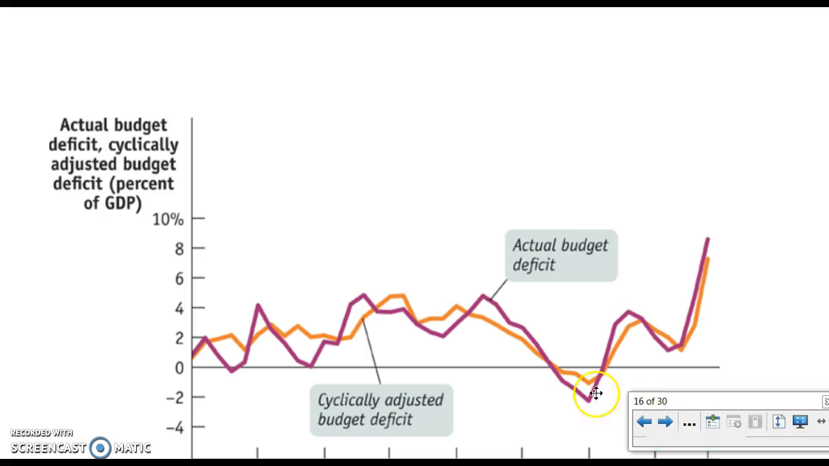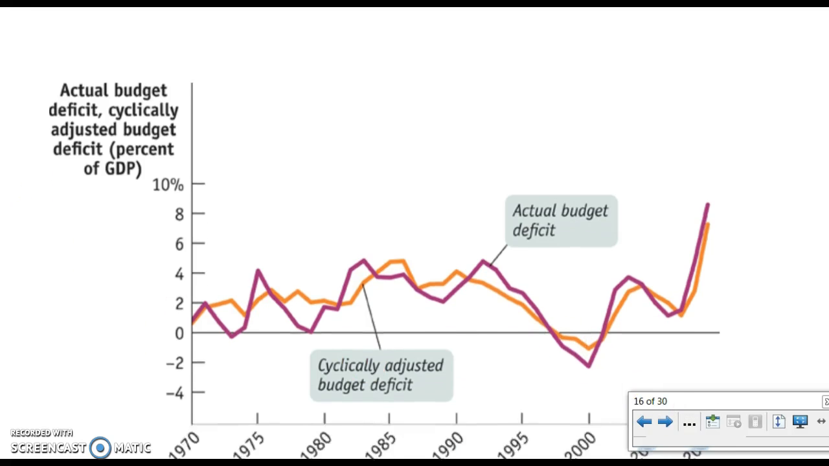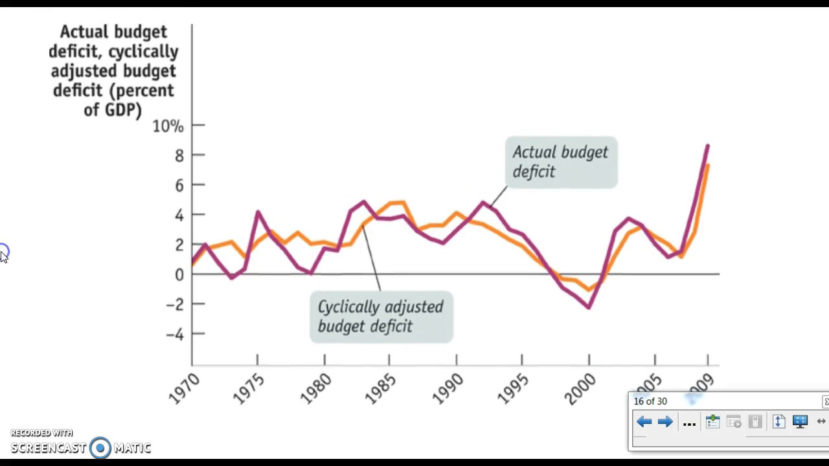And if you look at this, this is just another way of looking at that. This is from our textbook now. Just the same thing, it's just comparing actual deficits and what they call cyclically adjusted deficits. And that's where they're saying, is there an intentional deficit and how much is unintentional?